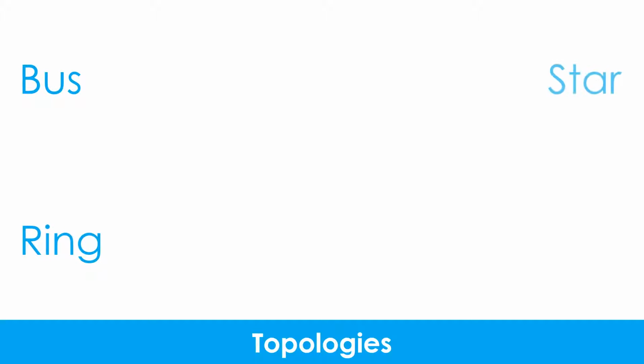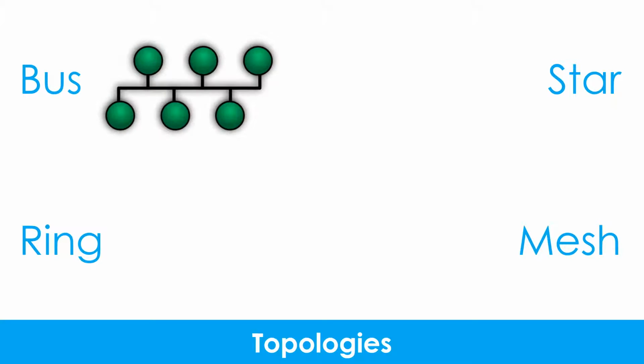A topology is a way of laying out a network. There are 4 main topologies: bus, ring, star, and mesh. A bus network is the simplest and cheapest type of network. All computers are connected to a single cable. The trouble with this is the performance is poor under heavy loads, and if one part of the cable fails, then the whole network goes down.